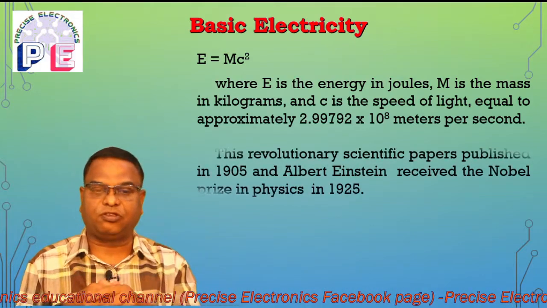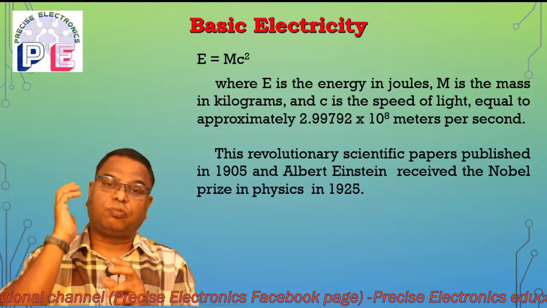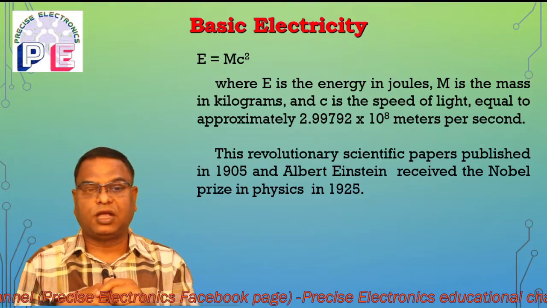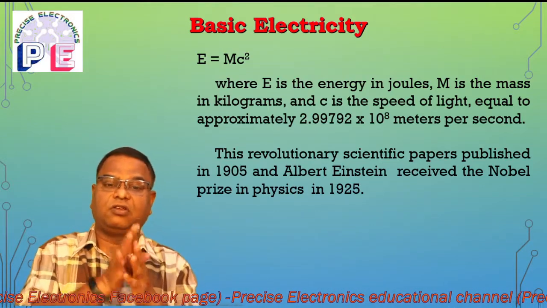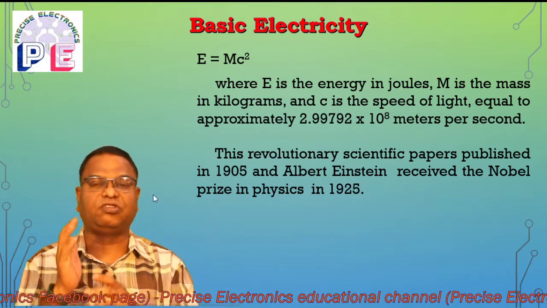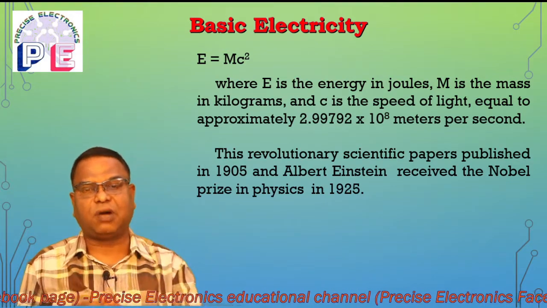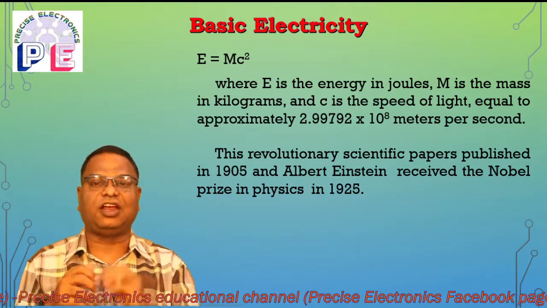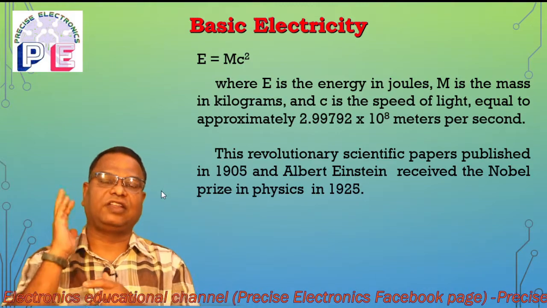E is equal to mc square. This revolutionary scientific paper was published by Albert Einstein in 1905, and Albert Einstein received the Nobel Prize in Physics in 1925. This equation is E is equal to mc square. E for energy, m that is mass. Every element which has mass has an equal amount of energy, and E is equal to mc square, where c is the speed of light. So friends, that is the energy.